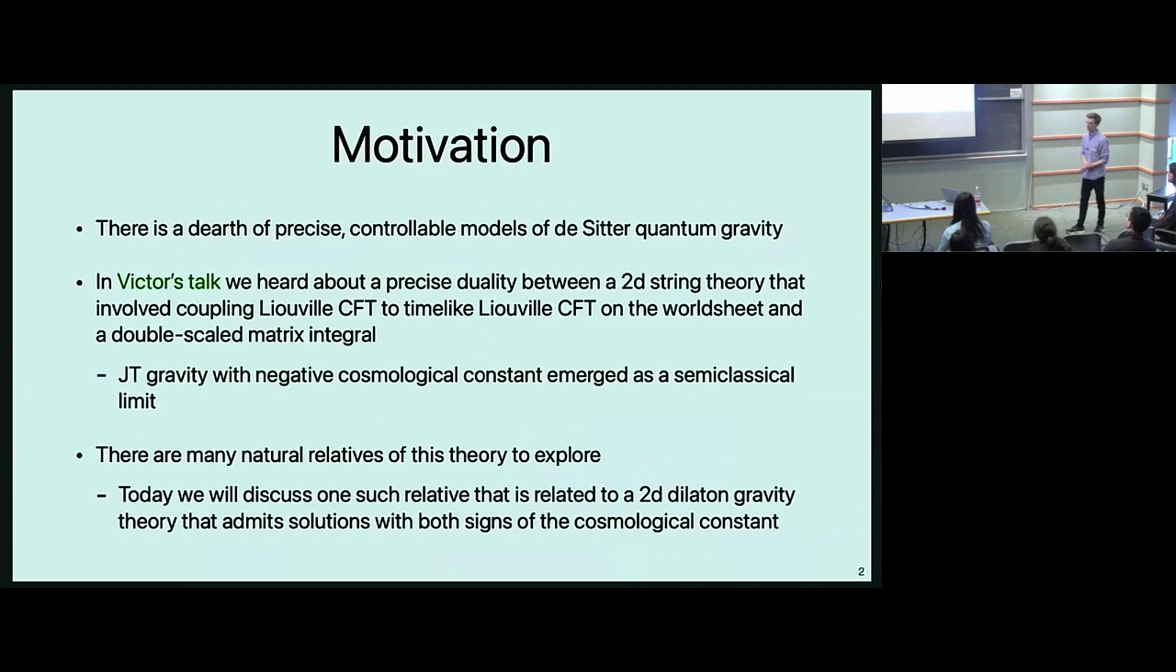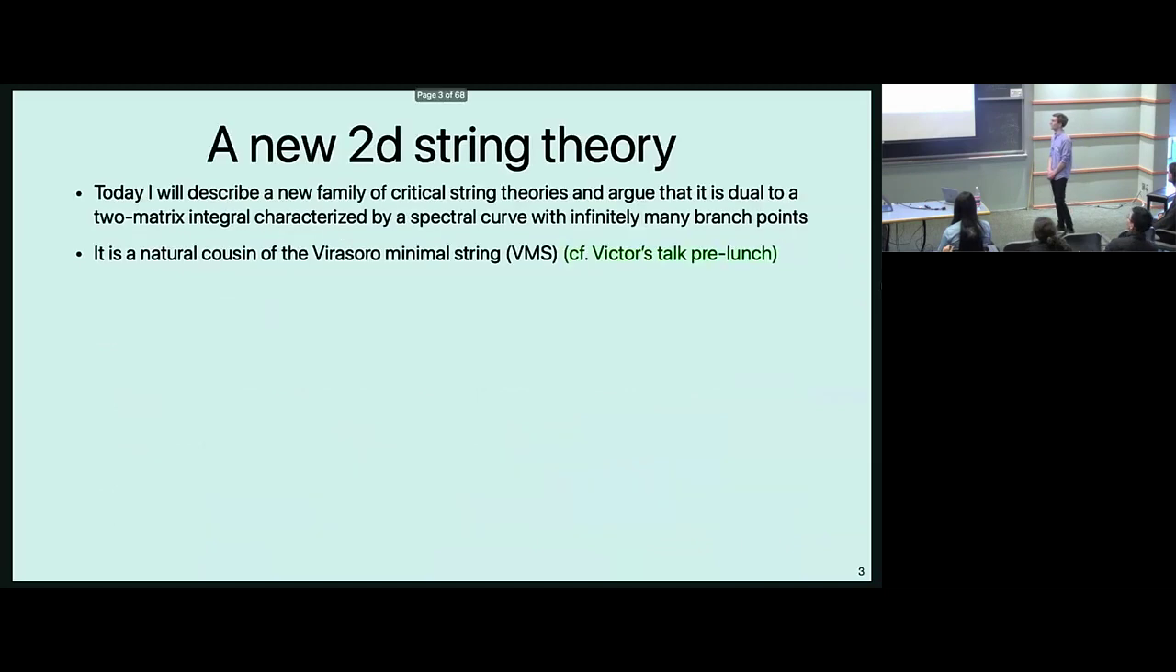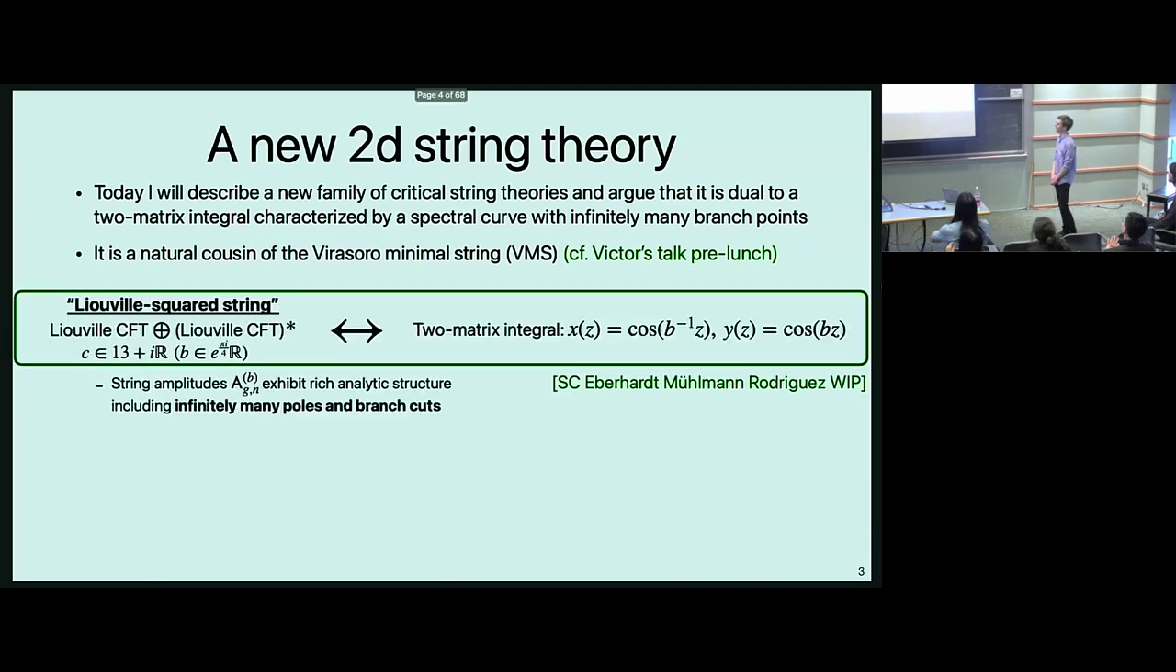Now, I think there are many interesting and exciting relatives of this theory to explore. And for the rest of the talk today, I'll tell you about one such relative of this theory that turns out to be related to a theory of 2D dilaton gravity that admits solutions with both signs of the cosmological constant. Okay, so in particular, I'll describe a new family of 2D critical string theories and argue that this family is dual to a two-matrix integral, which is characterized by a spectral curve with infinitely many branch points. And I think it's in some sense the most natural cousin of this Virasoro minimal string, or VMS, that Victor told you about earlier this morning.